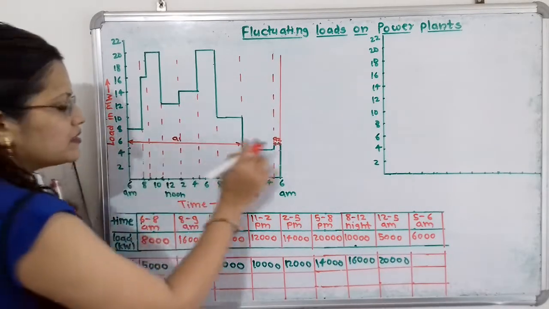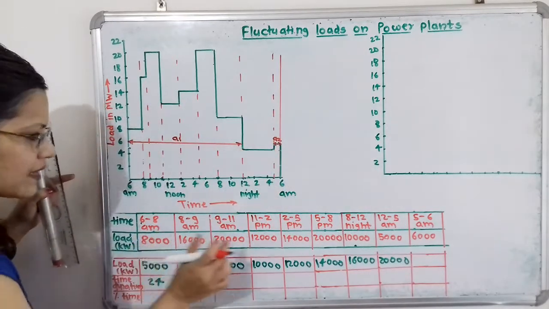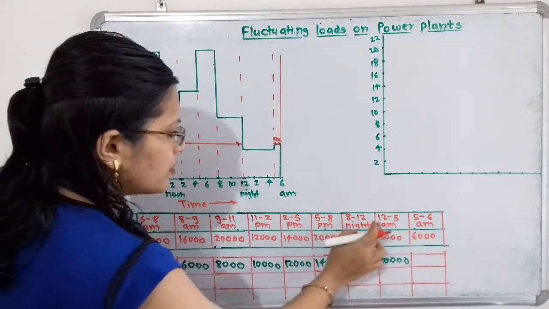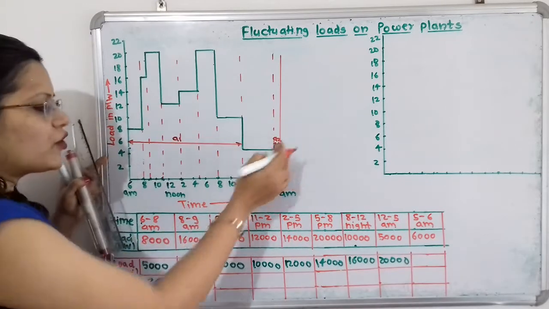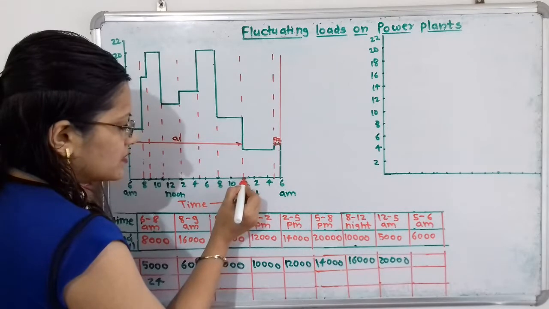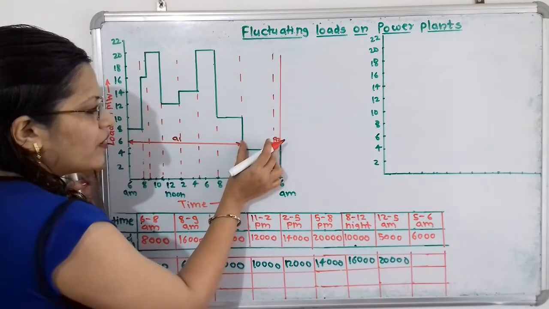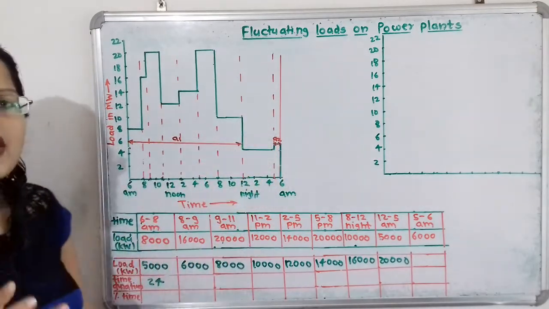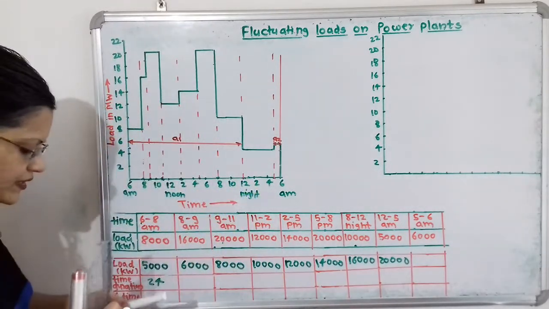Out of this total 24 hours, this 5000 kilowatt is in between for 12 to 5. That means out of this total duration of 24 hours, we have to subtract this number of hours, that is 5. So if we subtract 5 from the total 24 hours, 24 minus 5 is 19. So we will write here 19.